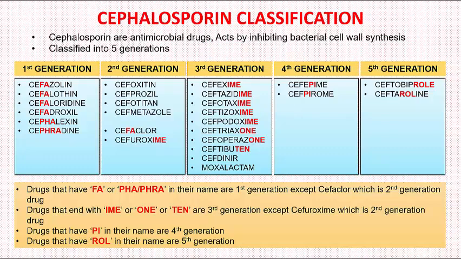So to summarize, drugs having Fa, PHA or PHRA in their names are first generation cephalosporins except cefaclor, which is a second generation drug. Drugs that end with IME or ONE or TEN are third generation cephalosporins except cefuroxime, which is a second generation drug. Drugs that have PI in their name are fourth generation cephalosporins and drugs that have ROL in their name are fifth generation cephalosporins.